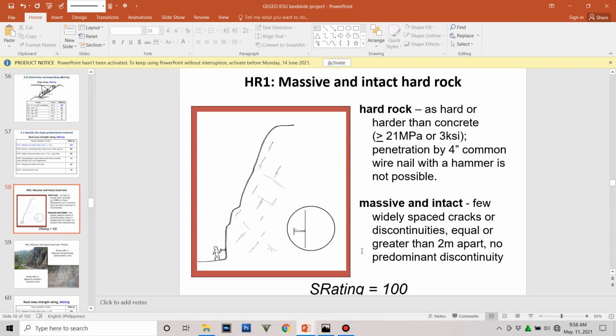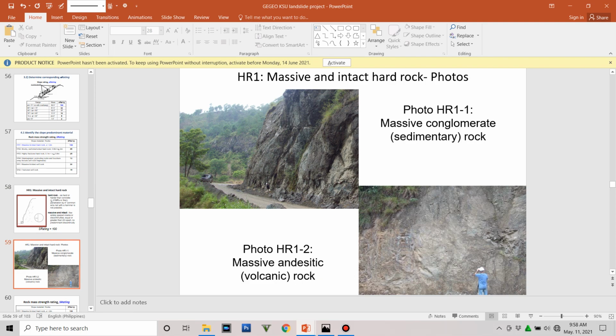And then we have here HR1. Okay, so massive and intact. So there are very few widely spaced cracks or discontinuities. So the spacing of cracks is 2 meters apart, and the S rating for that is equal to 100. So here are the photos. This is the massive and intact hard rock.